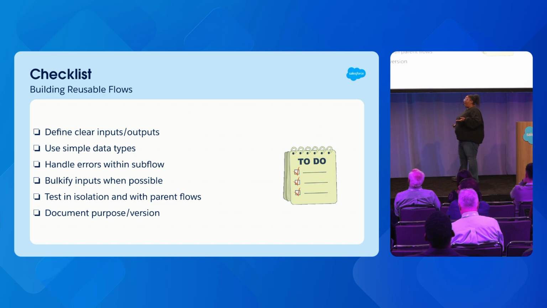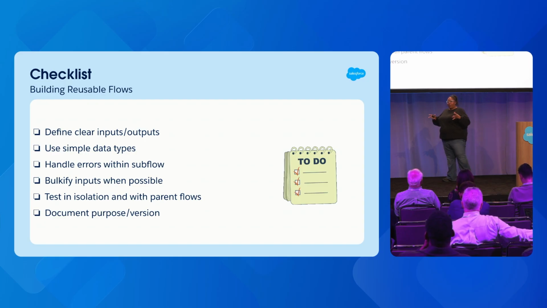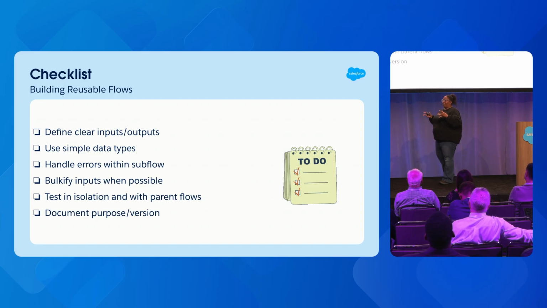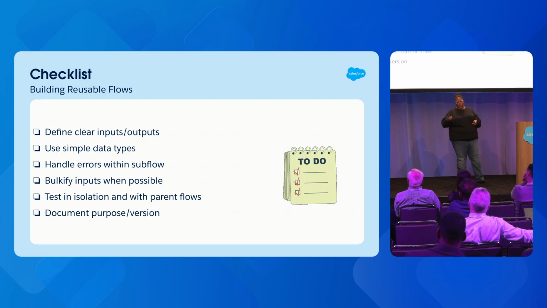Also, bulkify when possible. So if within your parent flow, you are getting records, get all the records that apply, then pass those IDs or data to your subflow, handle it within the subflow, and then output the data that you need. And then, of course, I've already mentioned testing and isolation, and also with the parent flow, and then documenting, which is something we already do anyway.